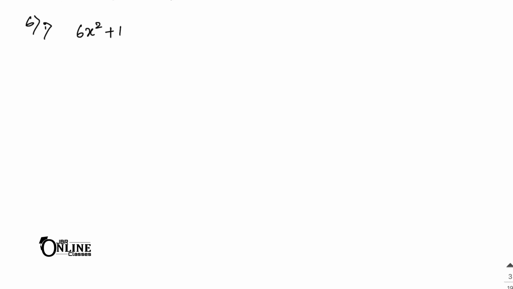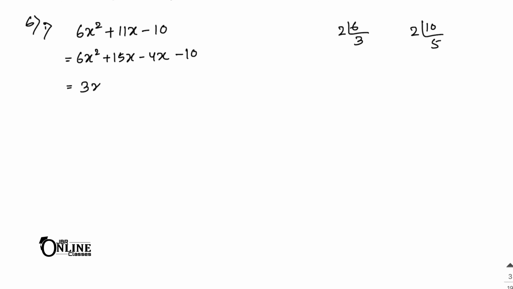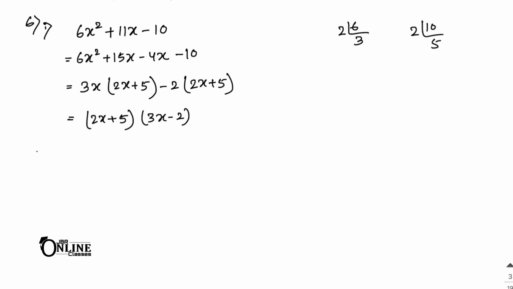So here 6x square, then 11x minus 10. So here the factors of 6 are 2 and 3, and the factors of 10 are 2 and 5. And as here 5 into 3 is 15, so write down here 15x, then minus 4x. It becomes here 11x. So now if 3x is common, it becomes 2x plus 5. Here minus 2 common, 2x plus 5 again. So that means 2x plus 5 is the first factor, then 3x minus 2 is the second one.